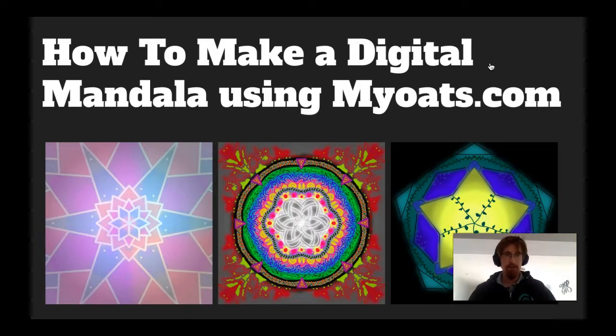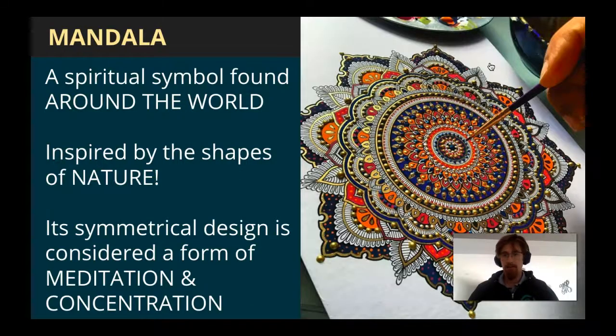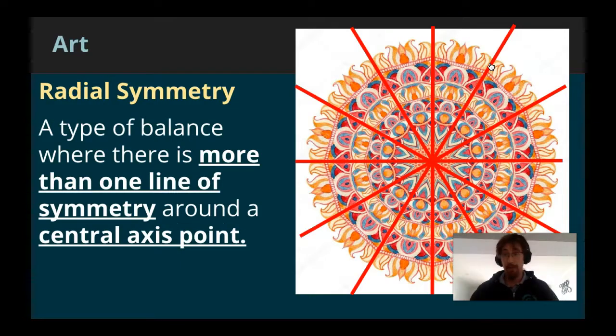So first, let's talk a little bit about what is a mandala. Mandalas are spiritual symbols found in cultures all over the world, and they are inspired by shapes and forms found in nature. That symmetrical design is considered a form of meditation or concentration practice. The design itself is known as radial symmetry. This is where there is more than one line of symmetry, where if you cut the mandala in half at multiple points and folded it, it would be identical on both sides.